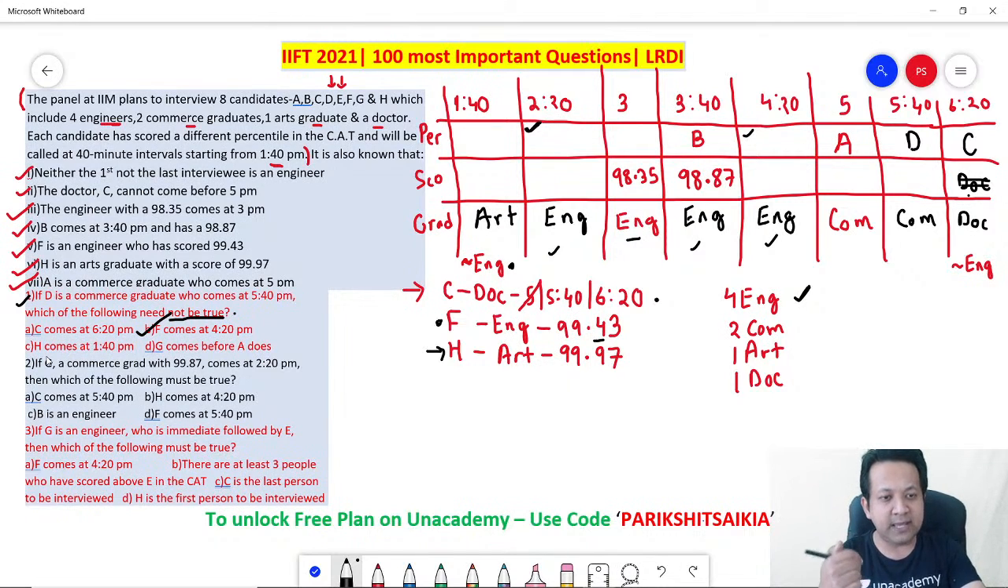What about option D? G comes before A does. Definitely yes. Why? Remember, A comes at 5:20. And for G, all places after 5 p.m.